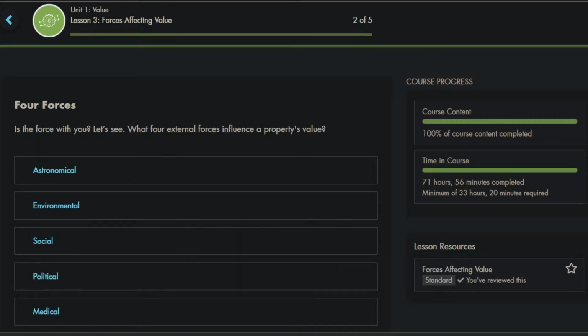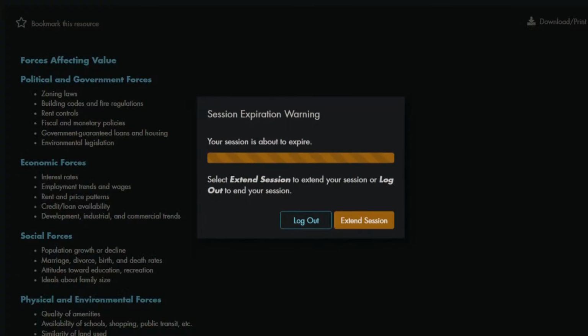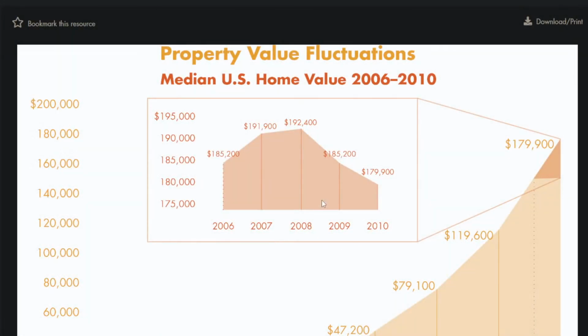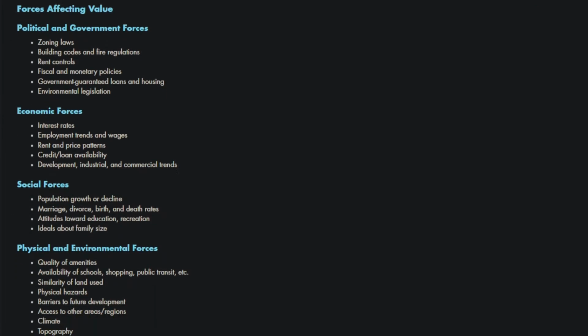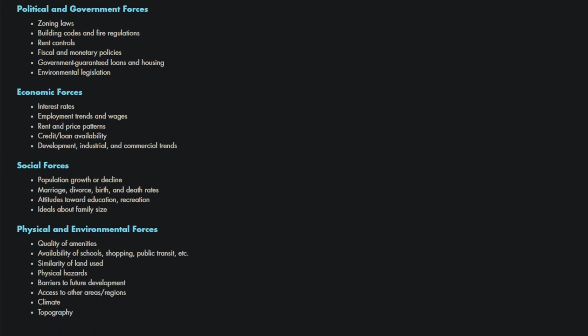All right, let's read our forces. Oh, these are all going to start popping up on me. Forces affecting value. Political and government forces: zoning laws, building codes and fire regulations, rent controls, fiscal and monetary policies, government guaranteed loans and housing, environmental legislation. These are all political and government forces.